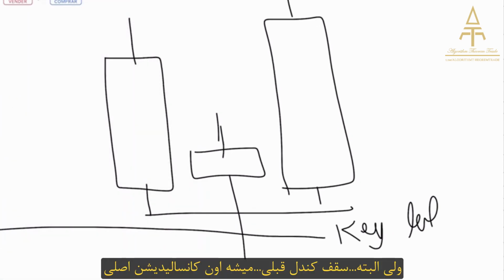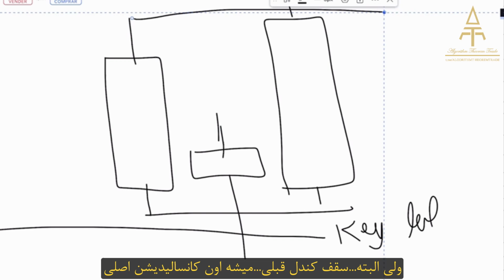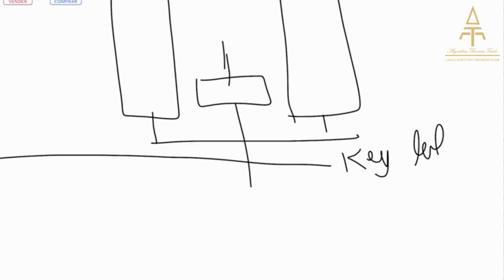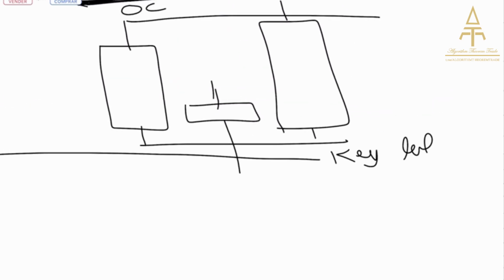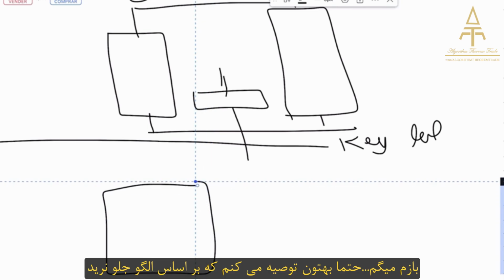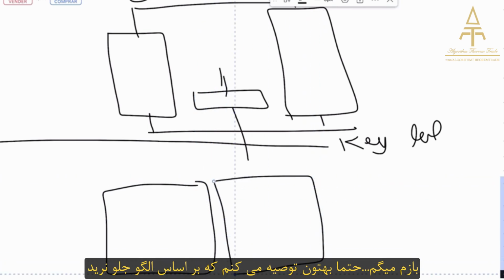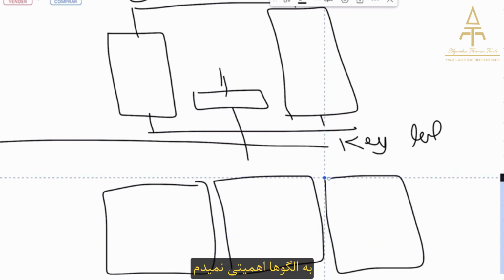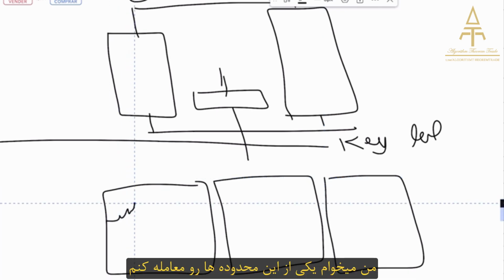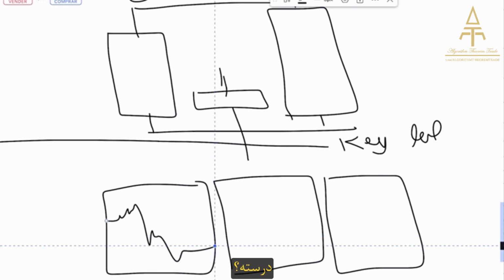With, of course, the previous candle's high being the original consolidation, right? Again, I urge you to not look at the pattern. It doesn't matter. I don't care about the pattern. All I care about is one of these ranges. I'm going to trade one of these ranges, right?